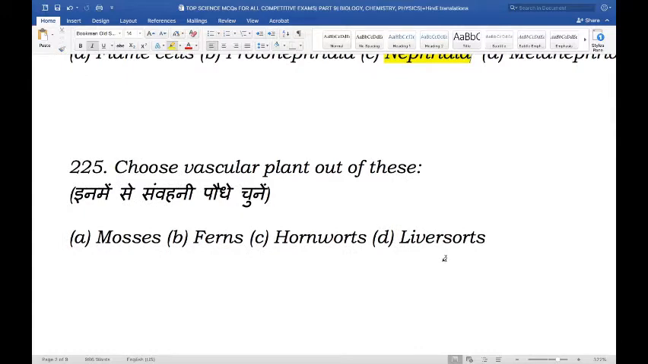Choose a vascular plant out of these. So which of these options have both xylem and phloem? Is it A, mosses, B, ferns, C, hornworts, or D, liverworts? So out of these options, ferns is a vascular plant. Ferns, also known as Trichophyta, possess vascular tissues, meaning both xylem and phloem. So this plant has true stems, leaves, and roots.